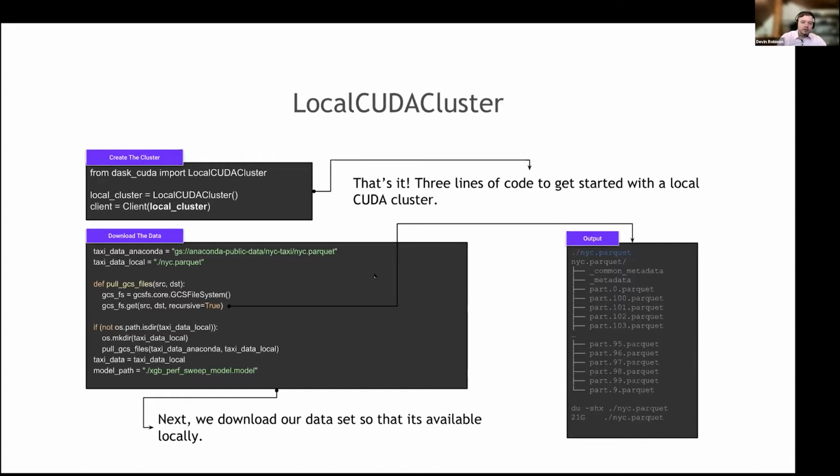The next thing we're going to need to do is download our data set. On your local machine, we're essentially just going to hook into the publicly hosted taxi data set using Google's GCSFS file system library for Python. It's really straightforward. All you do is create an instance of GCSFileSystem, and then you can just use their API to clone the NYC Parquet dataset. Once that's done, you're going to see something like this locally, a standard Parquet layout, and it's about 21 gigabytes of data.